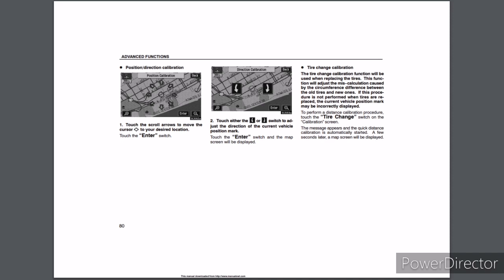Tire change calibration. The tire change calibration function will be used when replacing the tires. This function will adjust the miscalculation caused by the circumference difference between the old tires and new ones. If this procedure is not performed when tires are replaced, the current vehicle position mark may be incorrectly displayed. To perform a distance calibration procedure, touch the tire change switch on the calibration screen. The message appears and the quick distance calibration is automatically started. A few seconds later, a map screen will be displayed.